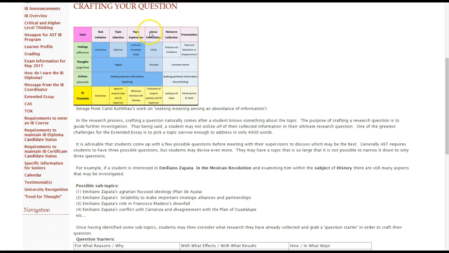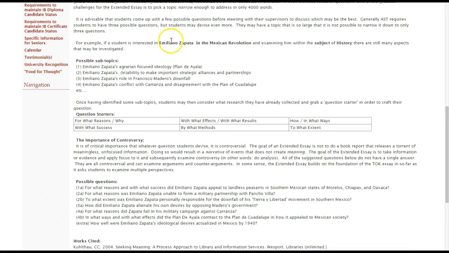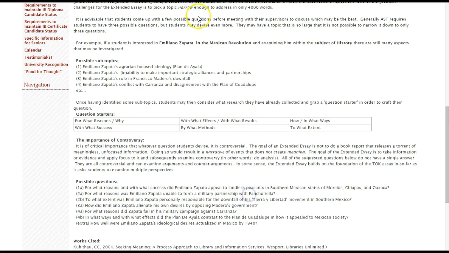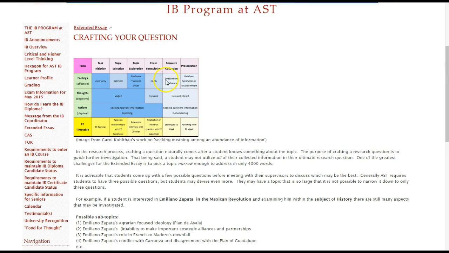And usually after students have a question, after they have focus, they feel direction and confidence. Because once you move from Emiliano Zapata in the Mexican Revolution to, for example, I'll pick a different one, how well were Emiliano Zapata's ideological desires actualized in Mexico by 1940? You're much more focused. You're going to feel a lot of confidence, and that's going to set you up for increased interest and success, and pertinent information rather than just relevant information. So the chart here is actually very helpful at cataloging feelings, thoughts, actions, and the different steps involved in the research process.